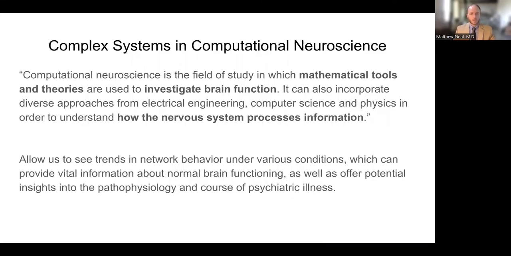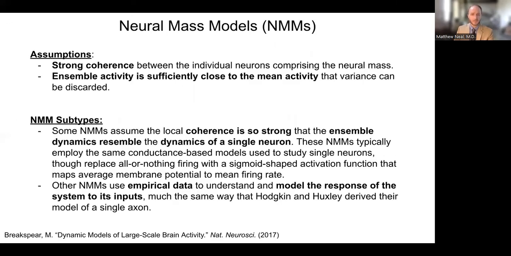Now let's talk about complexity in computational neuroscience. Computational neuroscience is essentially a way to make mathematical models of brain function and figure out how the nervous system processes information. We can use these models to help us see trends in network behavior under various conditions, see different brain dynamics, normal functioning, and in pathology. And there are a couple different models that they use.